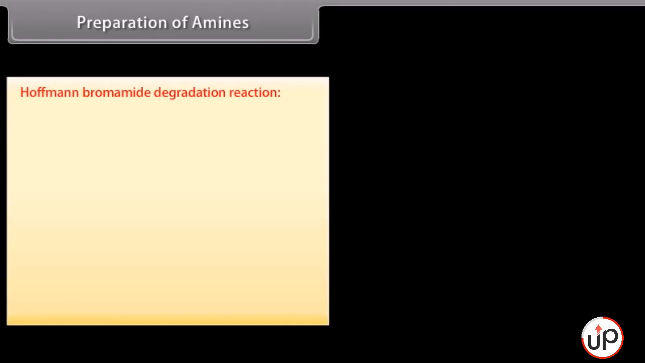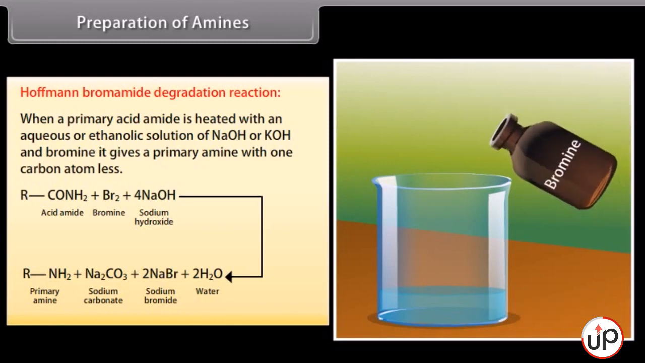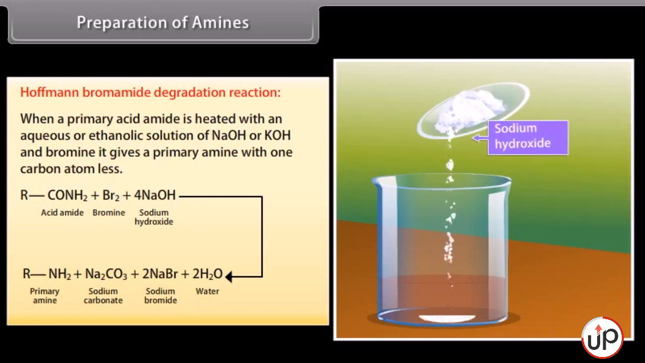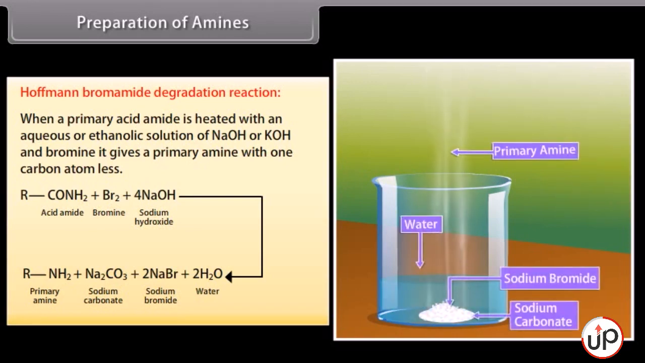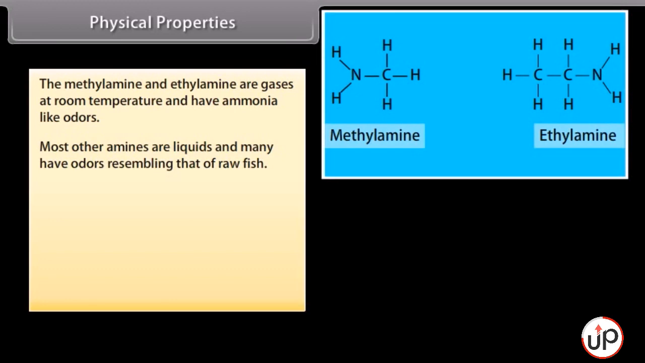Hofmann-bromamide degradation reaction. When a primary acid amide is heated with an aqueous or ethanolic solution of NaOH or KOH and bromine, it gives a primary amine with one carbon atom less. Physical properties. Methylamine and ethylamine are gases at room temperature and have ammonia-like odors. Most other amines are liquids and many have odors resembling that of raw fish.